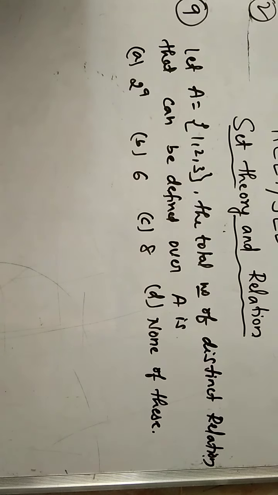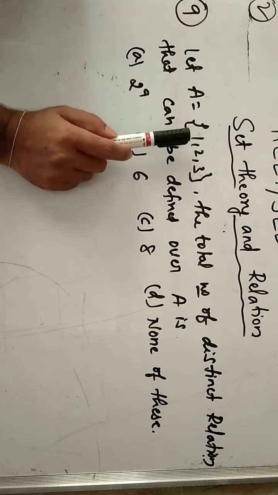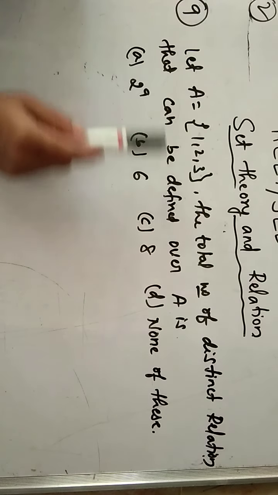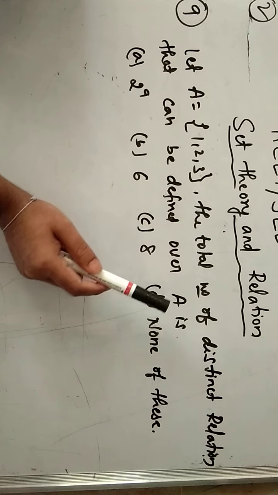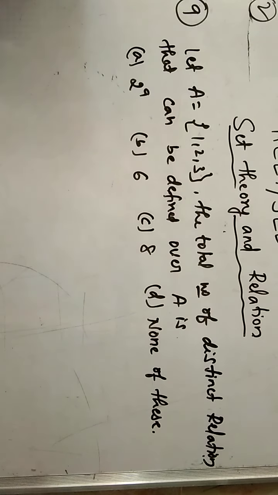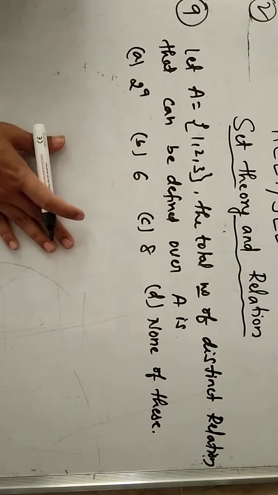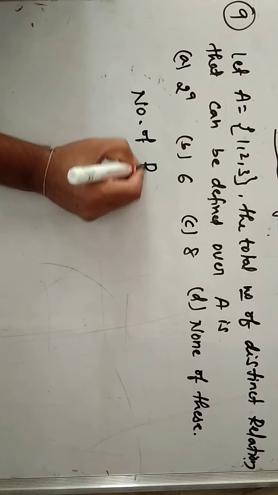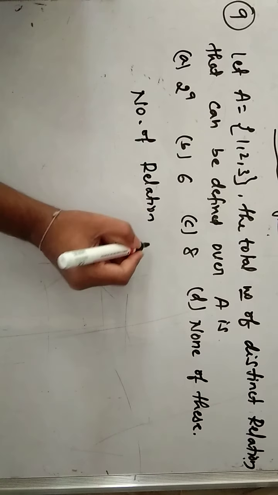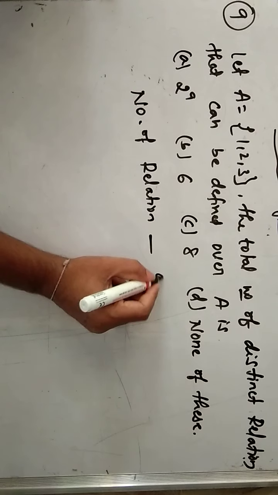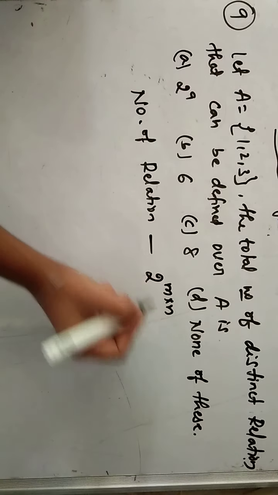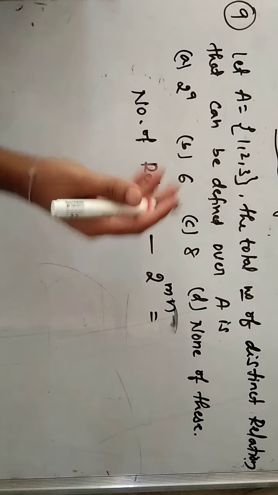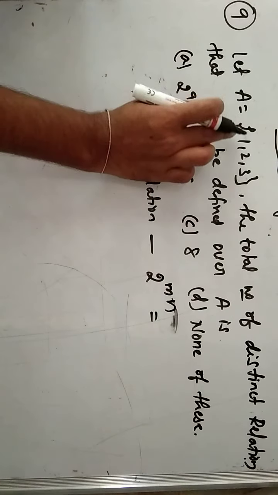Okay, next problem. Let A is equal to {1, 2, 3}. The total number of distinct relations that can be defined over A. Number of relations from the set A to A itself. How many? Do you know that? That is a famous formula. Number of relations from A to B is 2 to the power of m into n. We know that. Here m and n are both the same because the set is over A itself.